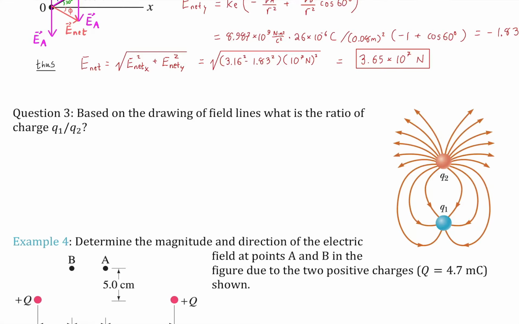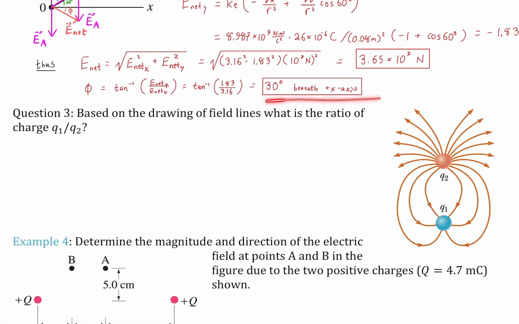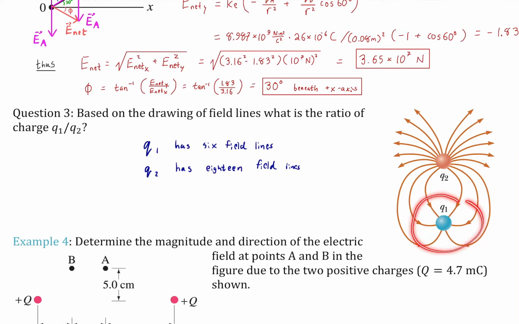Because I say, based on the drawing of the field lines, what is the ratio of their charges? Because we don't know what either of them are. We can immediately look here and quickly say what the ratio is just by counting them. See how it works? Anyway, Q1 has 6 field lines, just 6. Q2 has 18 field lines.